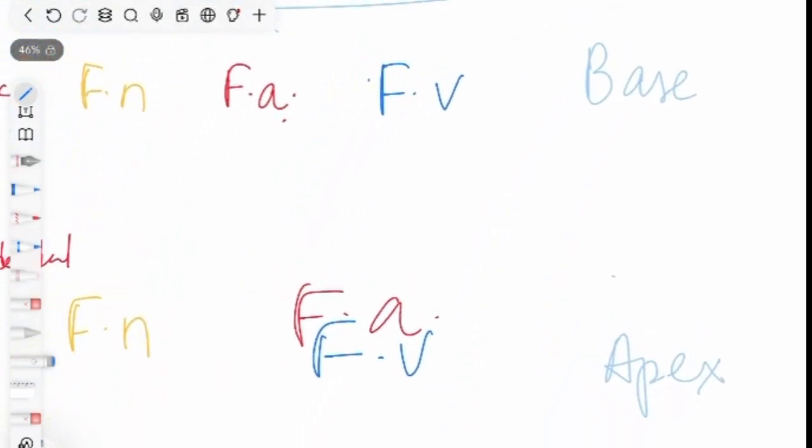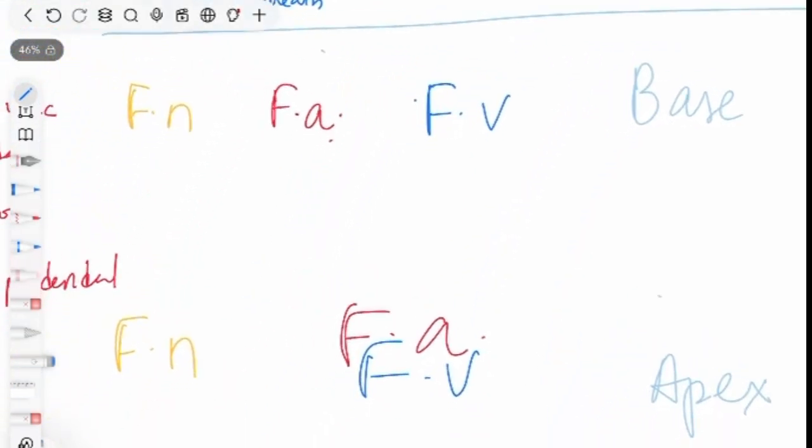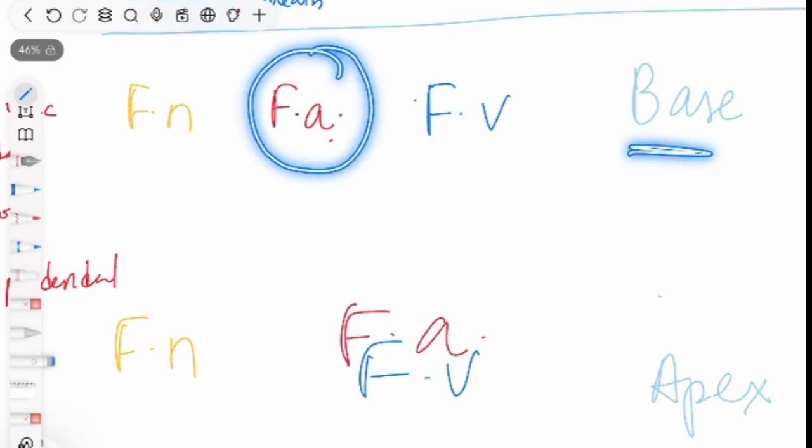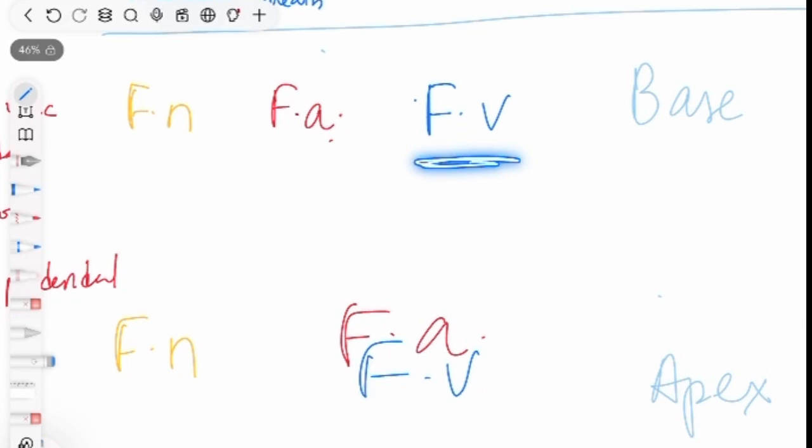For easy understanding, you can see here that the femoral artery at the base is lateral to the femoral vein, whereas at the apex the femoral artery comes anterior to the femoral vein. The femoral nerve as usual stays lateral to the femoral artery both at the base and apex.